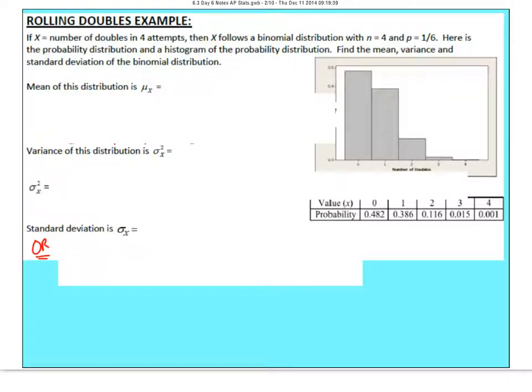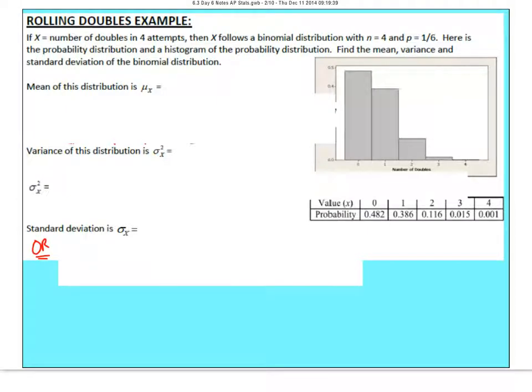So we're back to the rolling doubles example, folks. X is the number of doubles in 4 attempts. Again, we have n is 4, p is 1/6. We have the probability distribution here to our right. They want us to find the mean, the variance, and standard deviation.